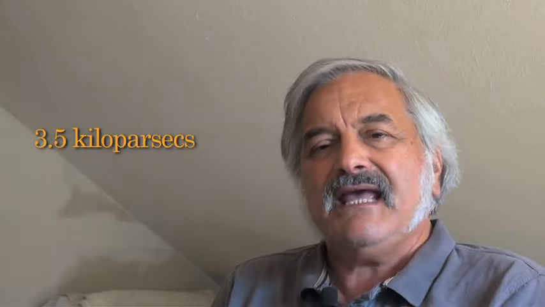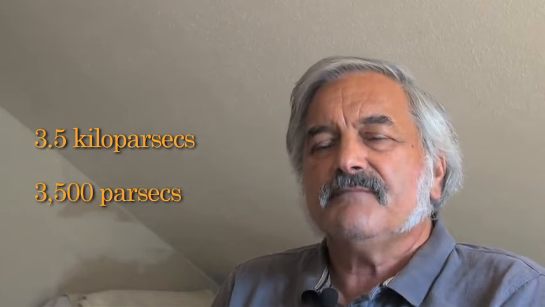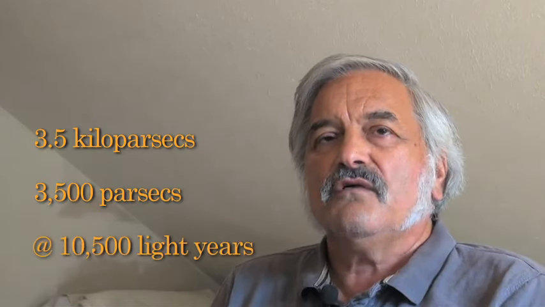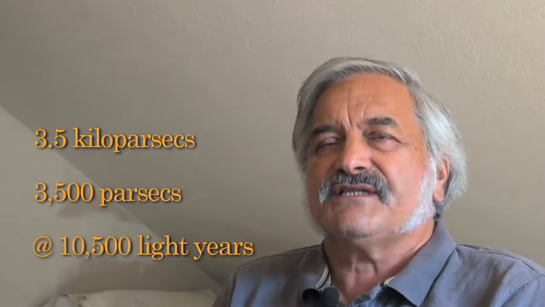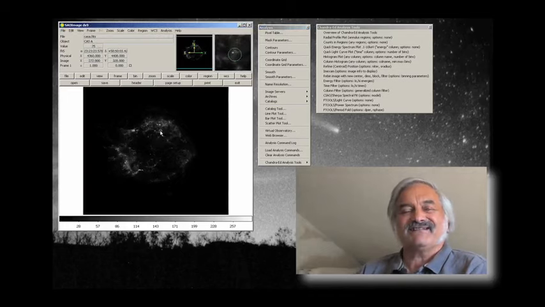We have estimated the distance to Cas A at about 3.5 kiloparsecs, 3,500 parsecs, or over 10,000 light years. In other words, light traveling to us right now from Cas A left that object over 10,000 years ago.